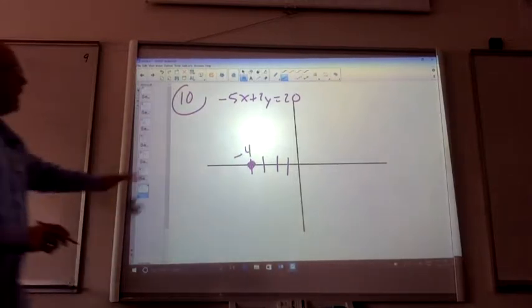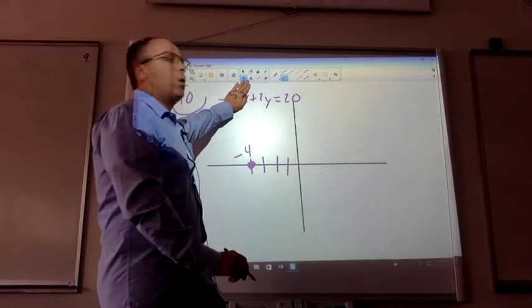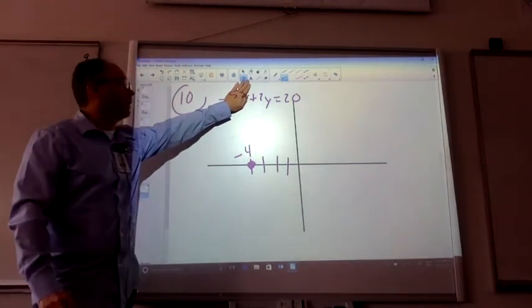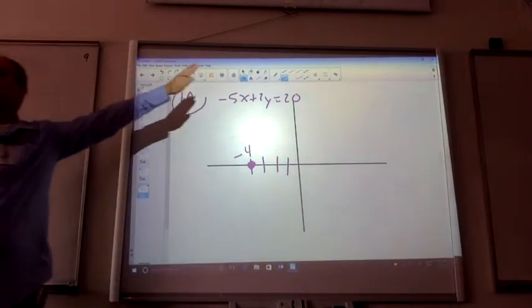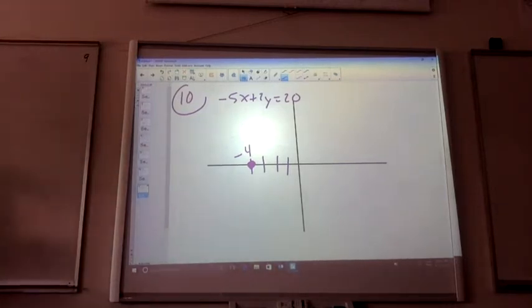Okay, let's look at the y. So I'm going to cover up the x. 2 times y equals 20. So 2 times what number gives me 20? 10. There you go.